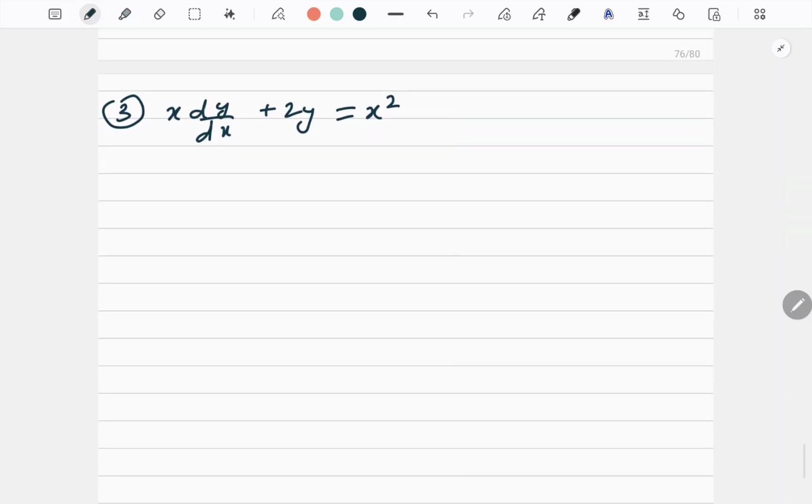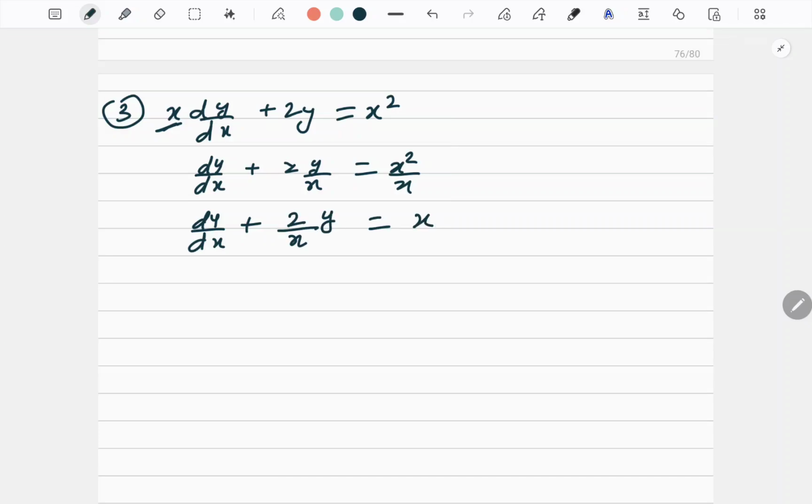Now see, in my standard format, dy by dx should not have anything with it. Here x is there. So divide the whole equation by x. So my question will become dy by dx plus 2 y by x is equal to x square by x. Correct? Divide the whole equation by x. So dy by dx plus 2 by x y is equal to x. Now what is p? P is 2 by x. And what is q? x.